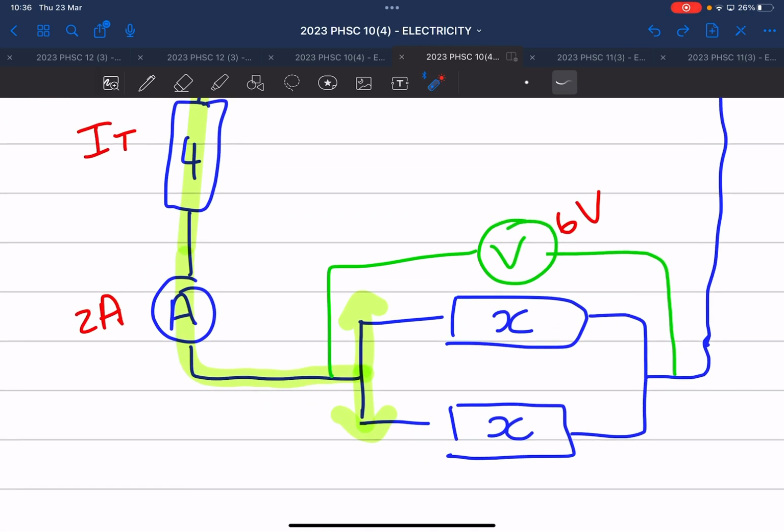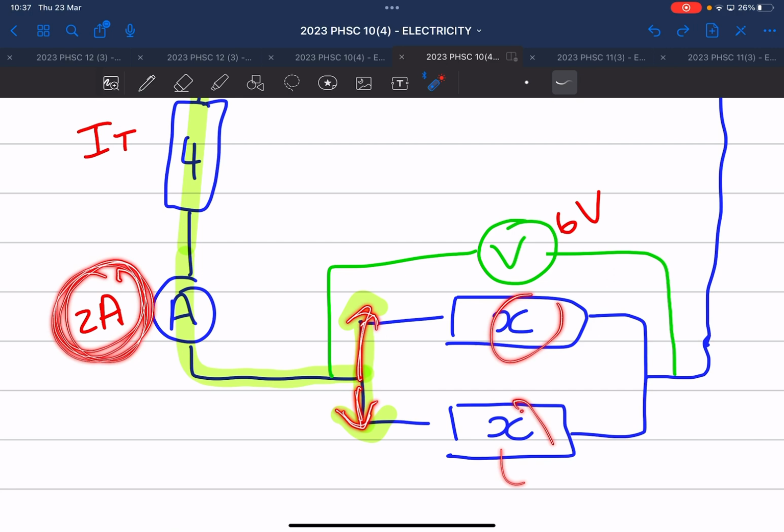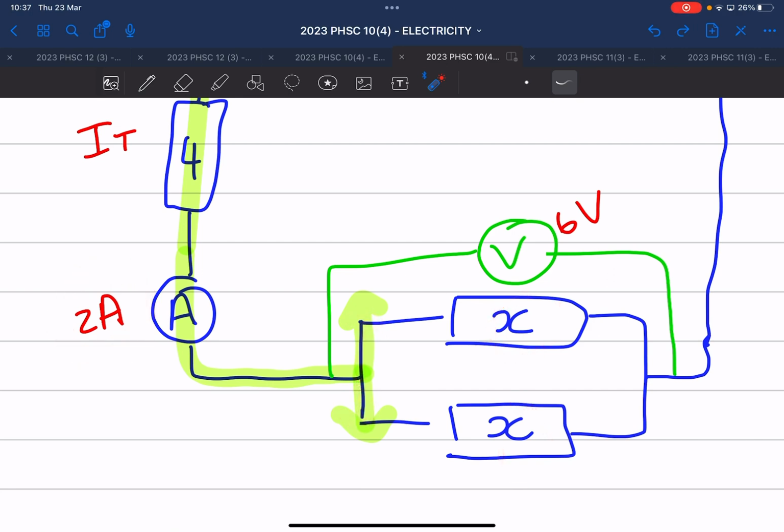So, Carabello, did you just say it's going to split up to 2? The total current is 2. How will the current split up if it splits up equally? 1, 1. Yes, you did.